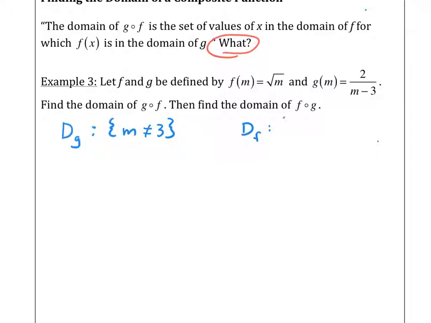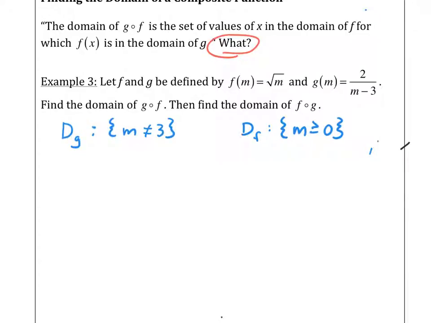Now to find the domain of f, we just look here and we see, well, what values of m make f into an illegal function? Well, we can't take square roots with real numbers. We can't take square roots of negatives. So that means m can be 0, but it has to be 0 or greater.